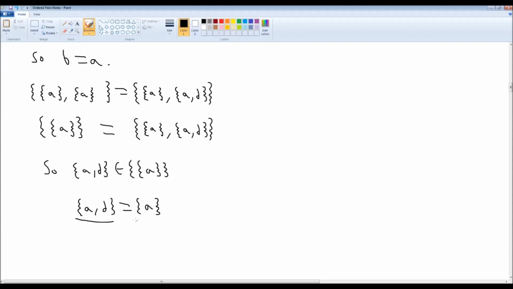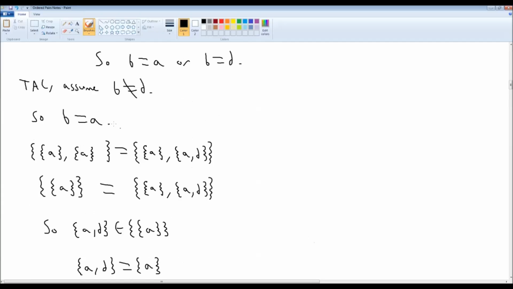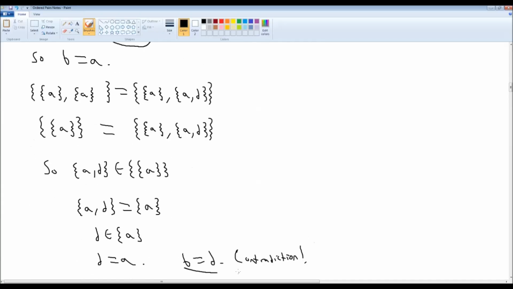Since these two sets are equal to each other, they have the exact same elements. So since D is obviously an element of this set, it has to be an element of this set as well. And since D is a member of this singleton, that means D has to equal A. But earlier we said B equals A, right? So therefore, by this and this, we have that B must equal D. And that's a contradiction, right? Because we assumed that B was not equal to D, but we proved that B equals D.